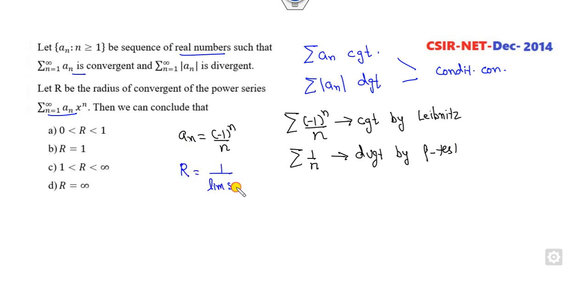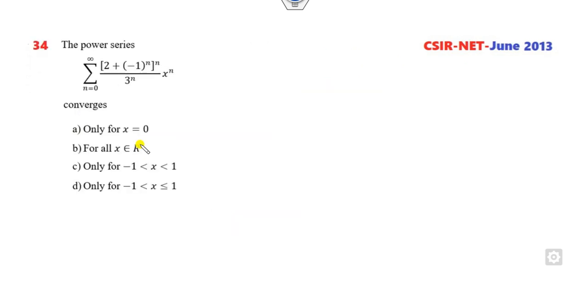This is nothing but the limit supremum of a_n raised to power 1 by n. So it is nothing but 1. So what is the right answer? R is equal to 1, but they said greater than, less than, so only B is the correct answer. The power series converges for this.